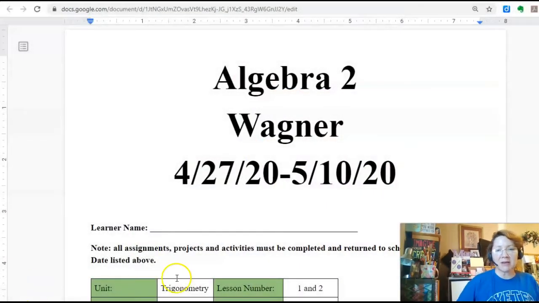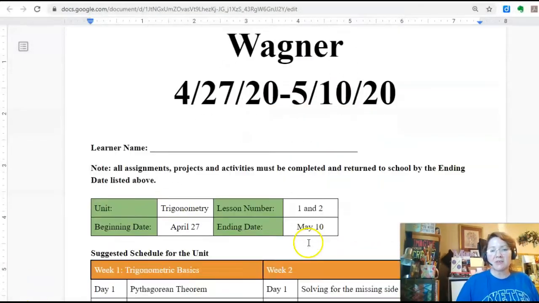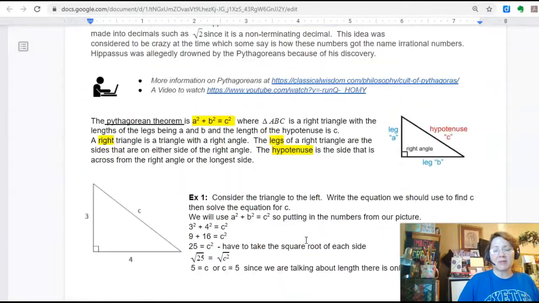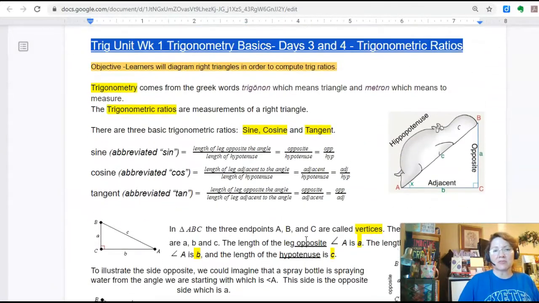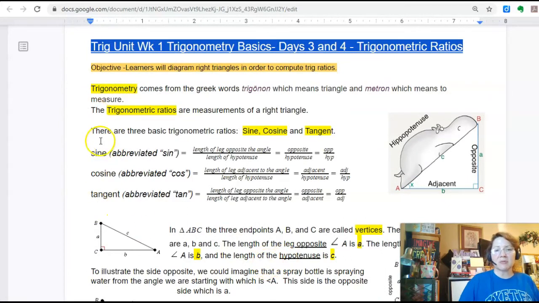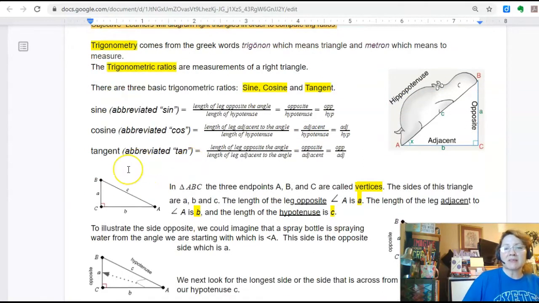We're going to go right back over to our document. So we went through the Pythagorean theorem in the first video, and now we're going to go to our trig ratios. Trigonometry comes from the word trigon, which means triangle, and metron, which means measure. There are three basic ratios: sine, cosine, and tangent.